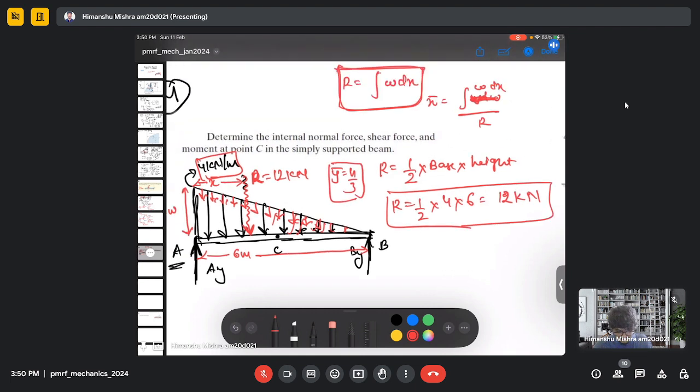So this centroid, here I am writing with x bar. This x bar, the location of this resultant force is actually h by 3, which is 6 by 3, which is 2 meter from the base. So this is 2 meter.